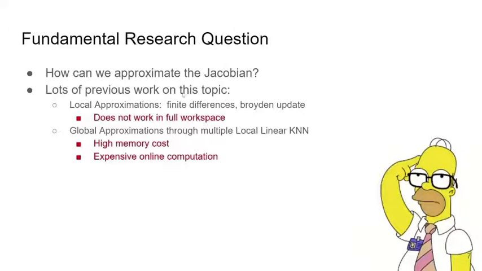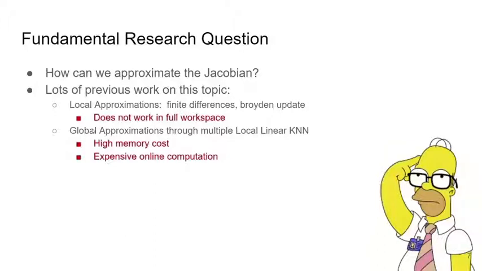There's been lots of previous work on this topic, particularly in visual servoing, where authors have proposed local approximation methods, such as using finite differences or updating these finite differences with a Broyden update, but unfortunately these immediate finite approximations only work in a portion of the workspace and do not work across the full workspace, particularly as you move further away from the point the approximation is taken.